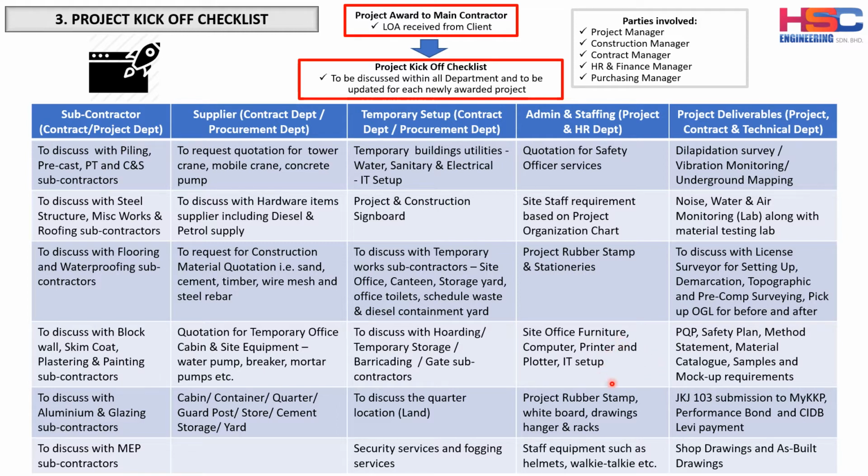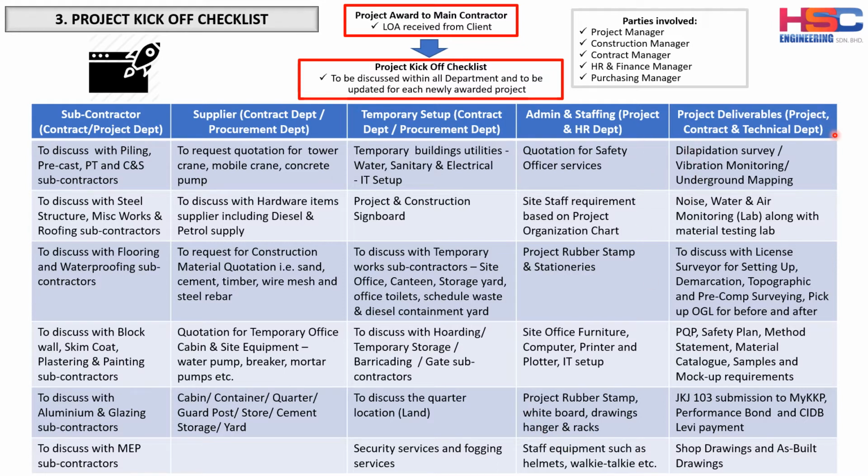And then some of the administrative items, project rubber stamps, stationeries, and that's all. And also whatever the site office furniture, computer, printer, plotter, it looks like a very petty thing, but it is important in the setup of a project, so we need this to be discussed at a very early stage, so that everybody has a clear understanding. Looks simple, but it's actually not as simple as that if we don't take care of it. So also the project rubber stamp, whiteboard, these are some examples of site office items. And the staff equipment such as the PPE, helmets, and walkie-talkies is also within this department to discuss.